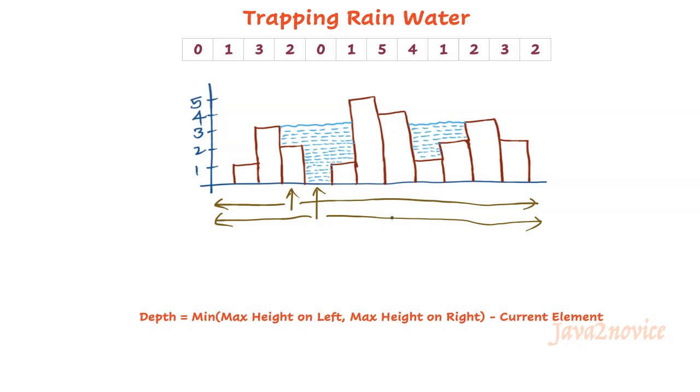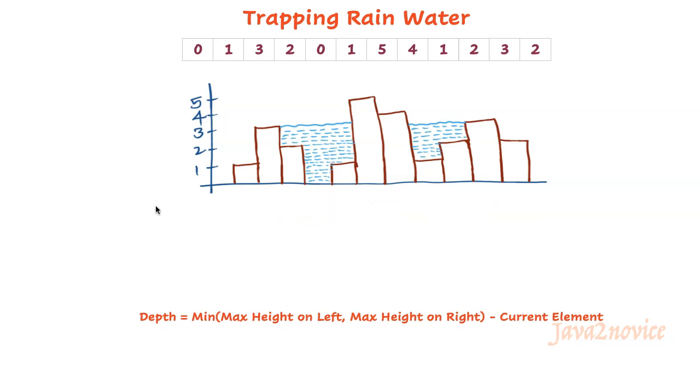We will calculate maximum height on both sides for all indexes at one time as part of the prep work. First, I'll clean this up. We will start from here to identify left side maximum height, LMH. Here, in this case, left side maximum height is 0. In this case, left side maximum height is 1. In this case, it is 3.